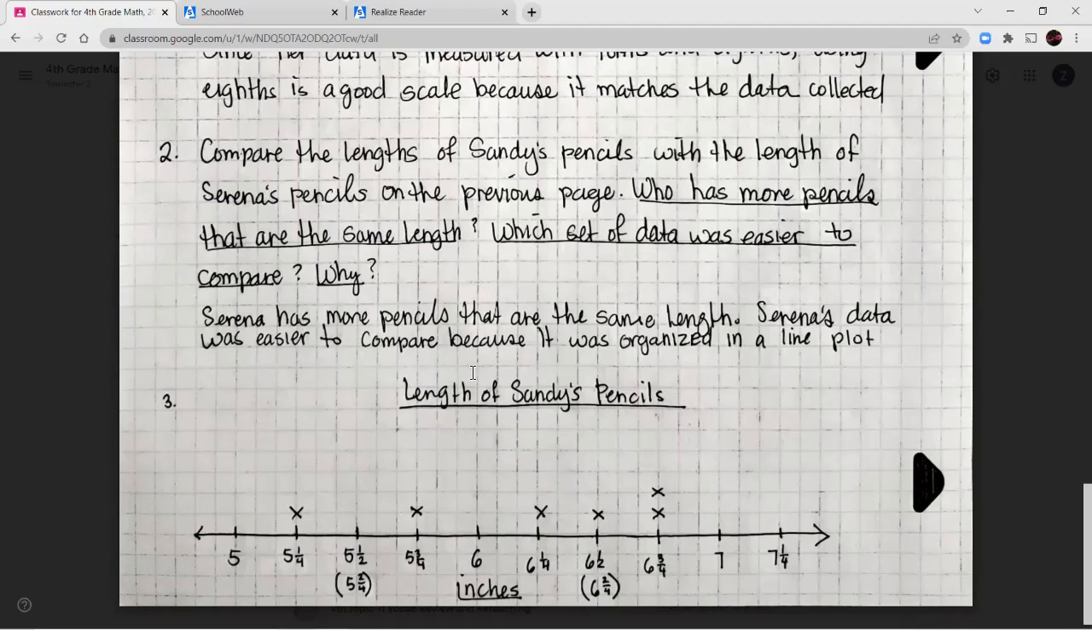And for number 3, it asked us to put the length of Sandy's pencils into a line plot, which we did below. You can see that we have the title, we have the number line that is evenly spaced, we have the marks for the data, those X's, and we have the scale showing the units that we used.